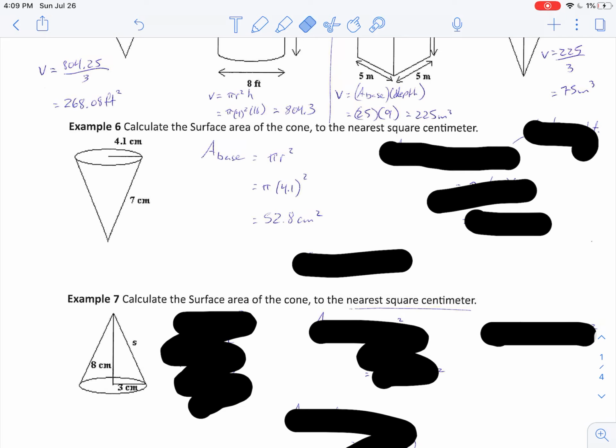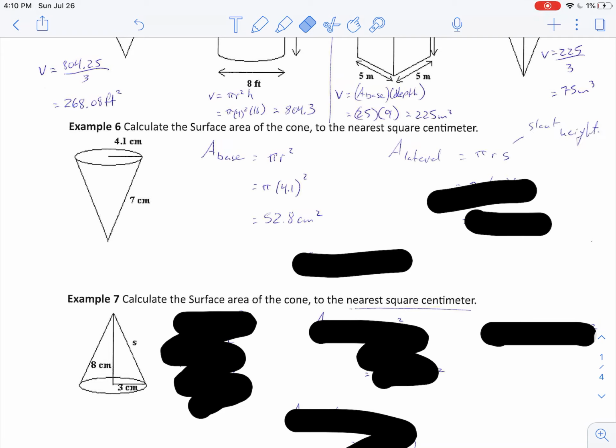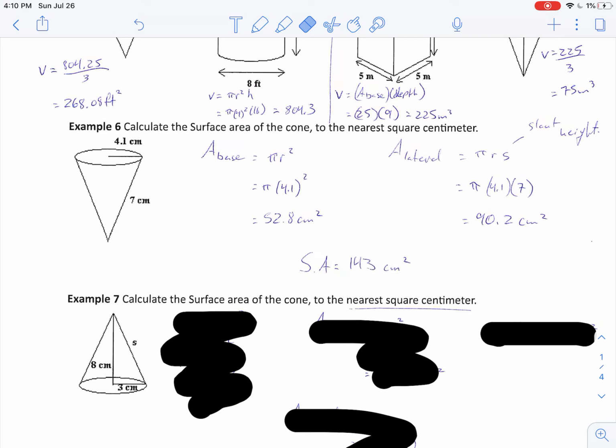Now I go to the area of the lateral surface, so basically the part of the cone that is not covered by the base. That formula is pi r s, using s as the slant height. So pi times r times the slant height gives us pi times 4.1 times 7, 90.2 centimeters squared. And again, I'm looking for the whole surface area of the cone, which means I add those two together, and I get the surface area equal to 143 centimeters squared.